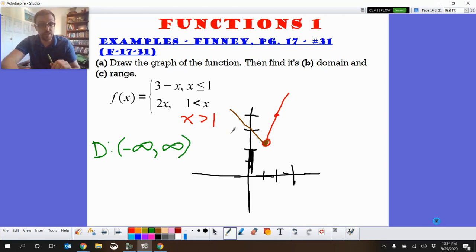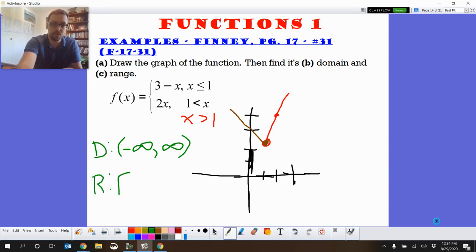Our range, however, does have a problem. You can see that this thing never goes below this point right here. That's as low as it goes. It goes up and up and up, but it never goes lower than that. So our range does have some issue. Our lowest point is 1, because we're checking our y values for that, and it goes up to infinity.